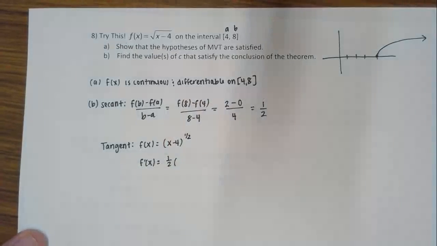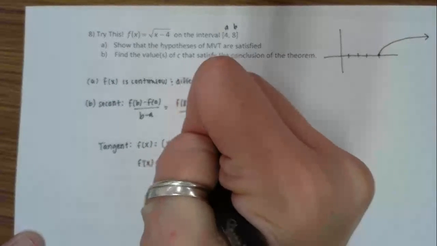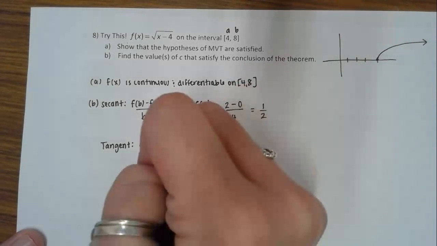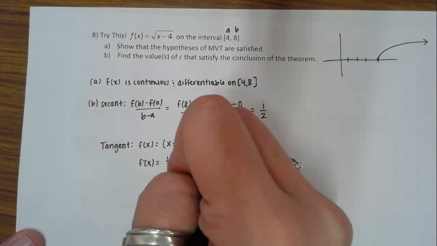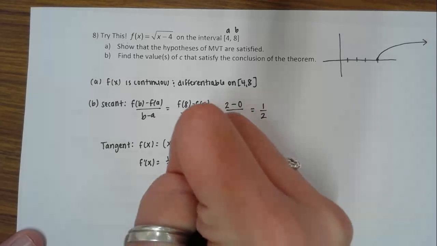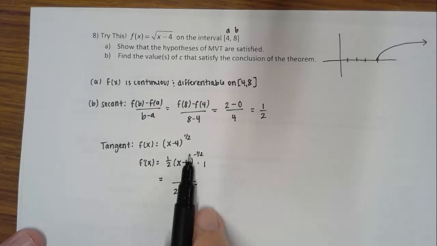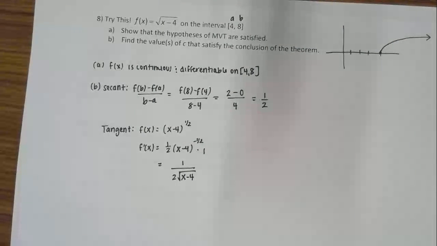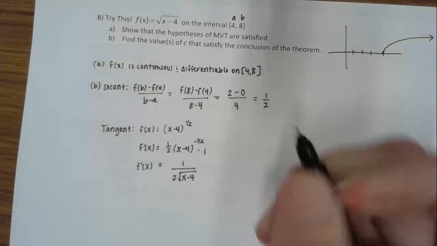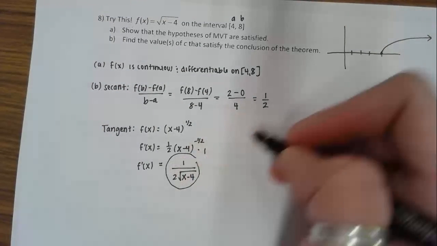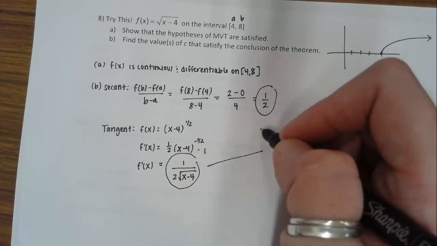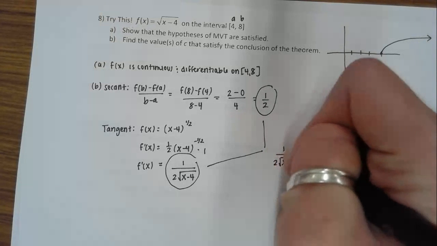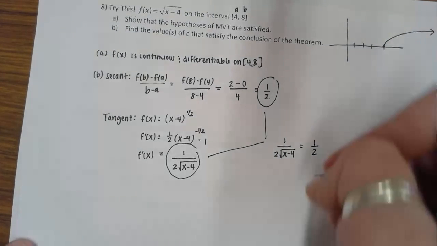And then I'll go ahead and use my power rule. So 1/2 times x minus 4 raised to the negative 1/2. And if I use my chain rule, the inside derivative would just be 1. So I'm going to write this as 1 over 2 times the square root of x minus 4. If you were to take that quantity, put it into your denominator, and then turn it back into a root, this is going to be what your tangent slope is. So again, I'm asking myself, where is this tangent slope equal to this secant slope? So 1 over 2 root x minus 4, where is that equal to 1/2?